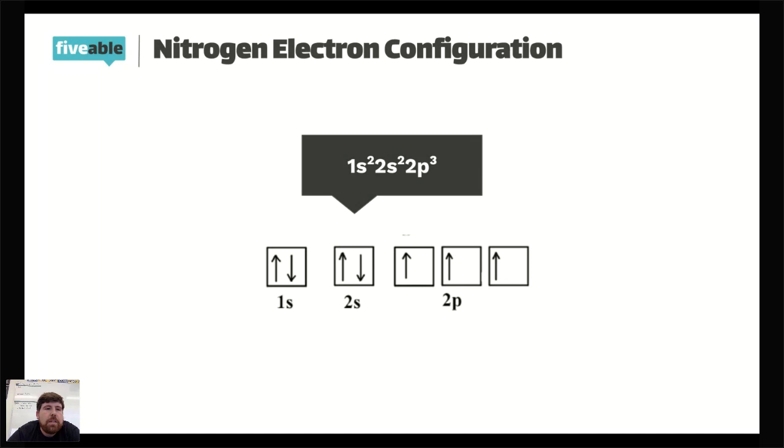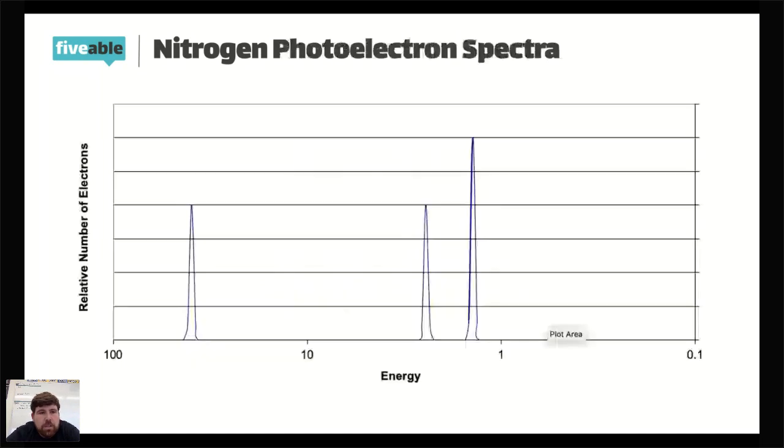So I'm going to go ahead and pull up the nitrogen photoelectron spectra, which is right here. And we can see a couple weird things about this graph. First thing I want to point out is the x-axis is backwards. Notice that it starts with 100 over on the left, and then it goes to 10, 1, and 0.1. So what it's essentially showing us is a logarithmic decrease. And the electrons that are closest to the y-axis are the ones that are highest in energy to remove. They have the highest ionization energy.